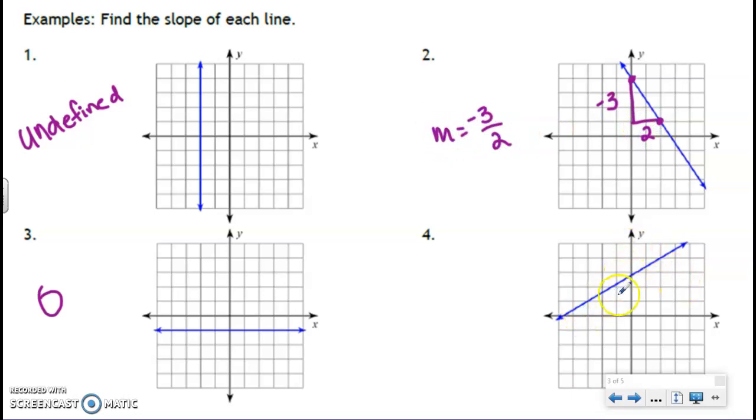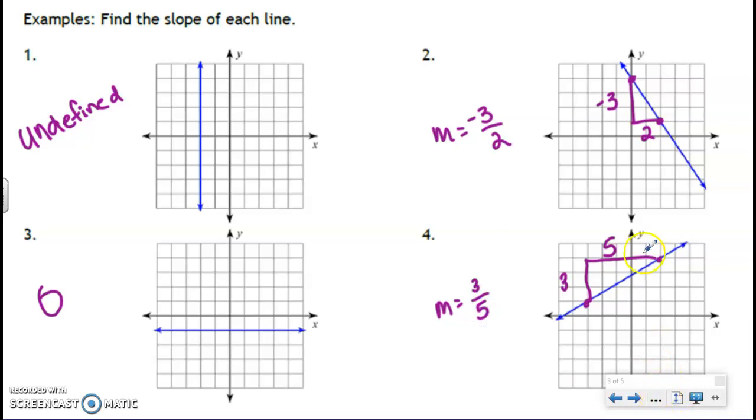For the second one, when I find my 2 corners, a lot of times students use this one or this one, which you have to be careful of because it doesn't actually cross the corner. So we're going to go up here and count rise over run. So up 1, 2, 3, and over 1, 2, 3, 4, 5. So my slope is up 3 over 5.